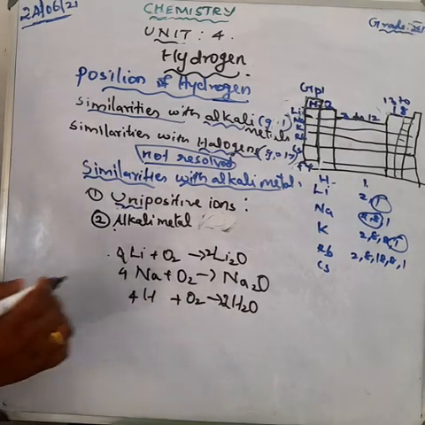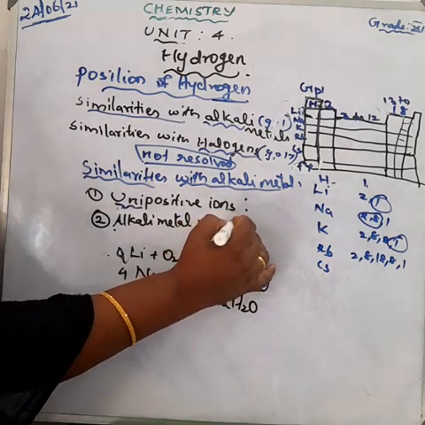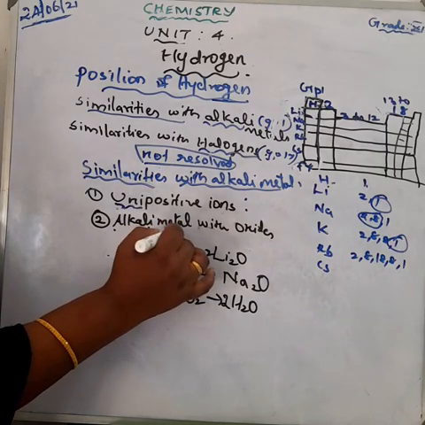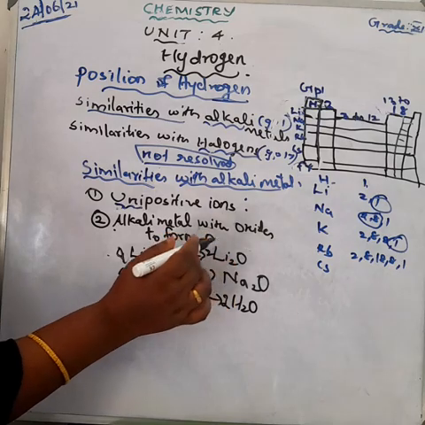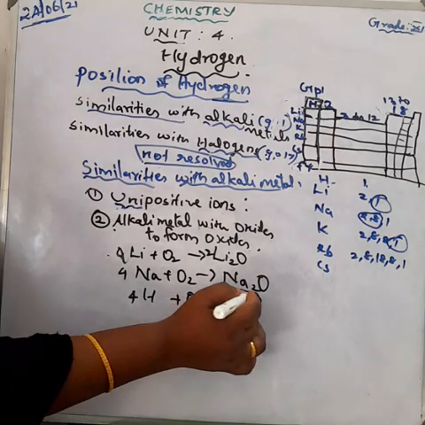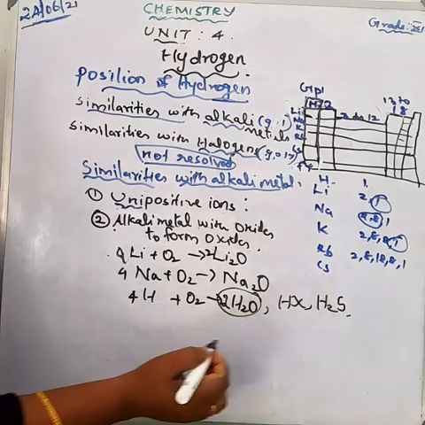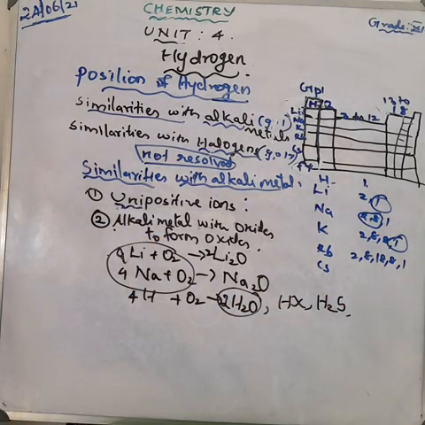What is the second similarity? It forms oxides, peroxides, sulfides, and halides, like the alkali metals. It forms oxides, hydrogen halides, HX meaning hydrogen halides, and hydrogen sulfides, like the alkali metals. This is the second similar character between hydrogen and the alkali metals.